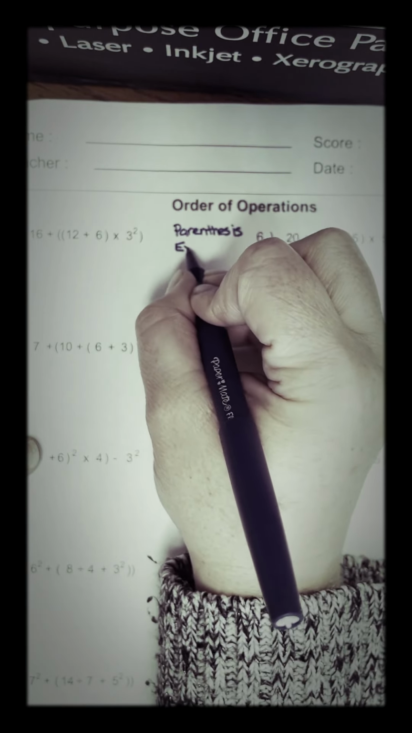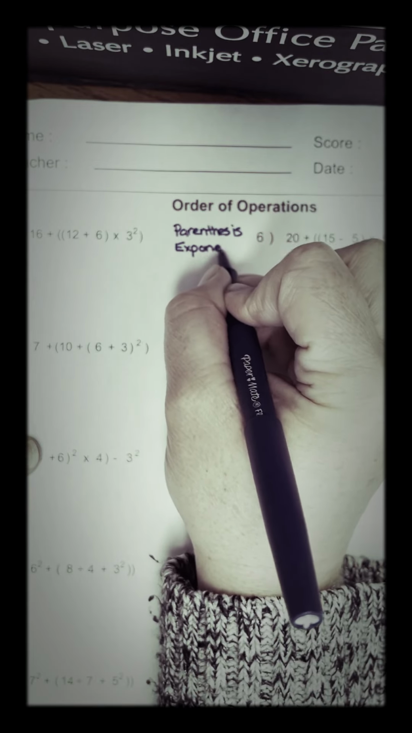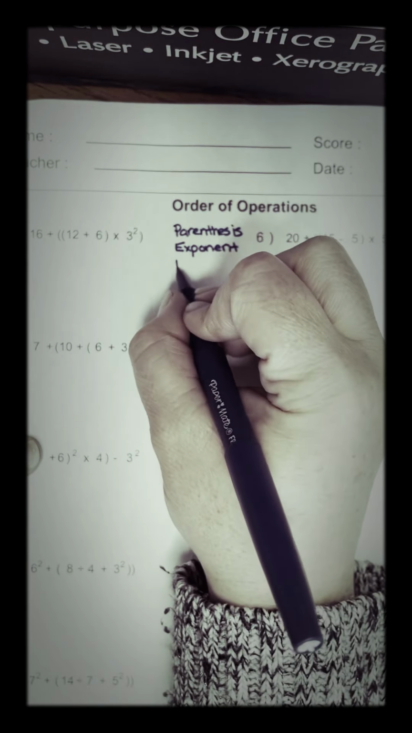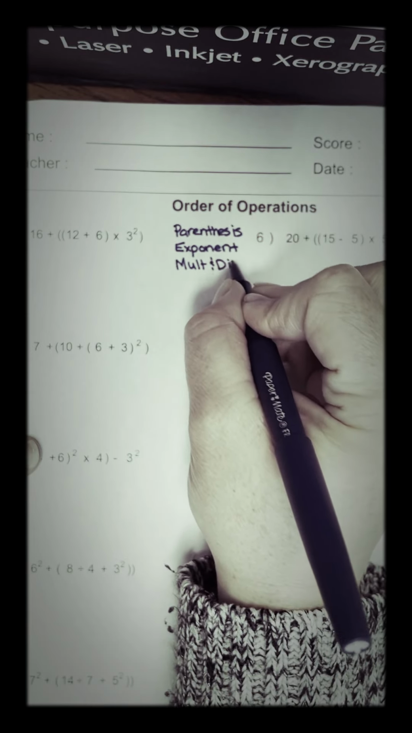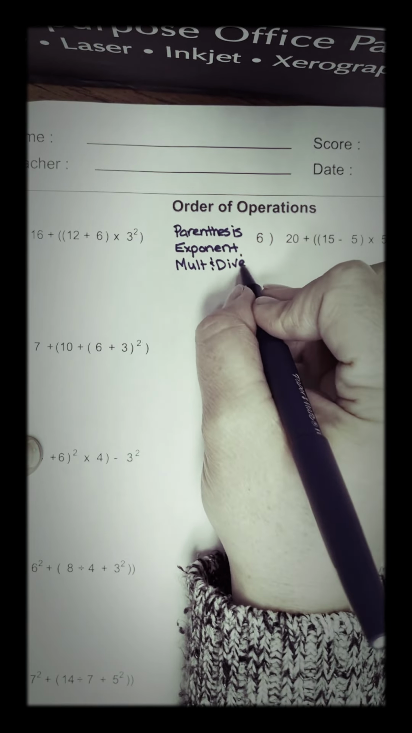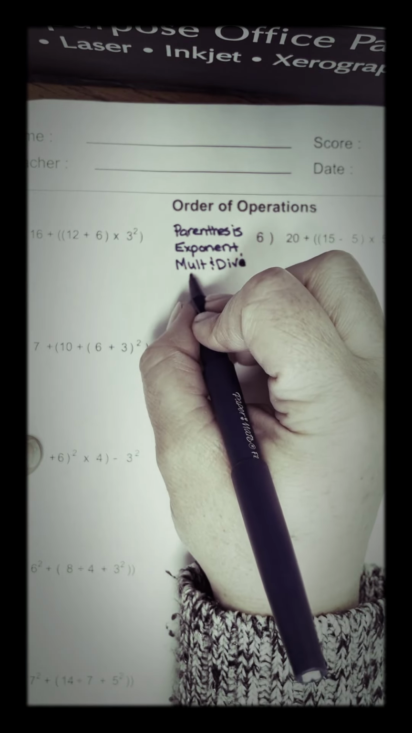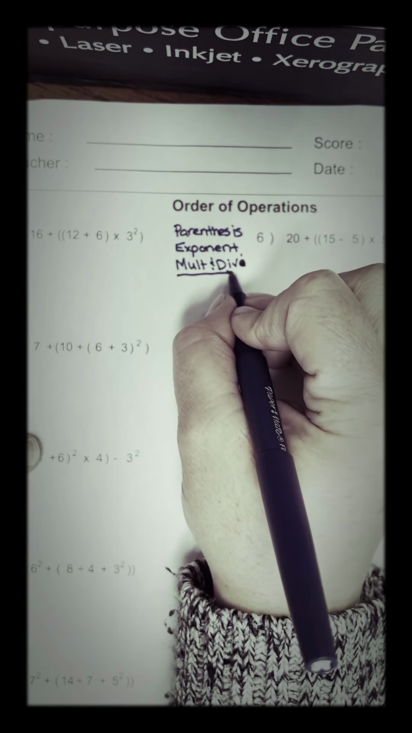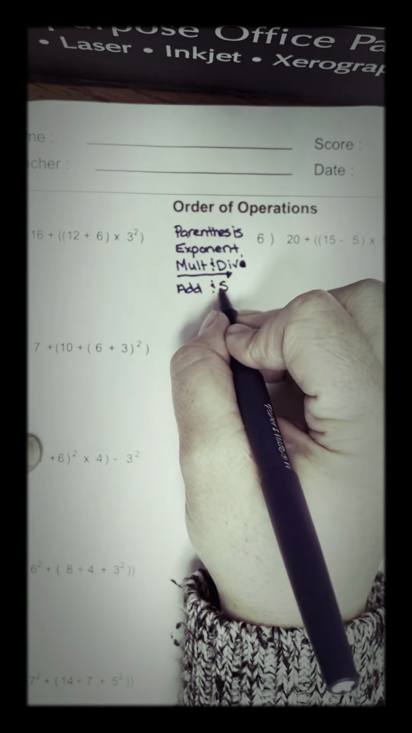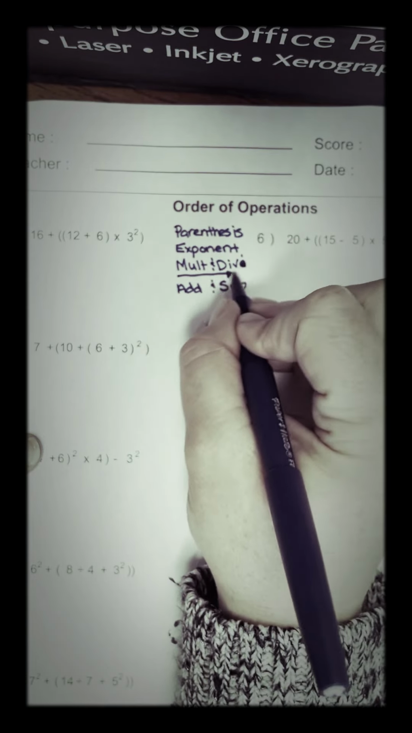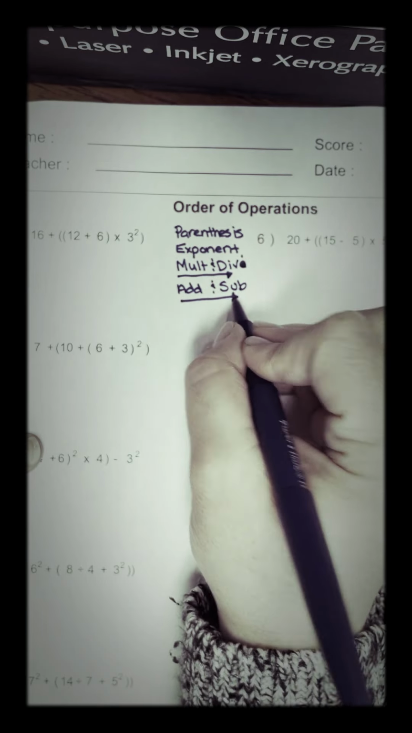then exponents. Okay, then we should do multiplication and division left to right. Oops, division, and that should be left to right, okay? So going that way. Then addition and subtraction, again, just like multiplying and dividing, left to right, okay?